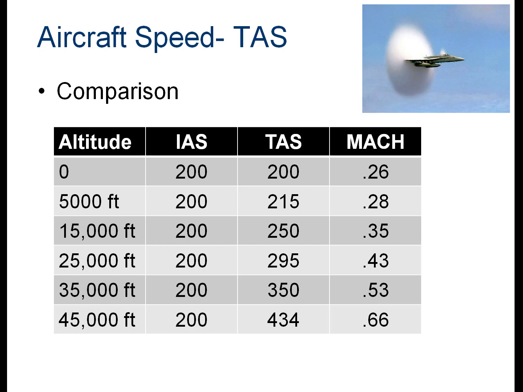And my Mach speed relative to the speed of sound, I'm going 28% of the speed of sound at that point. That keeps going on, and you can see I go all the way to 45,000 feet. I still am reading 200 on my dial, but I'm really going 434 miles an hour, indicated Mach 66% of the speed of sound. So you'll see that these go up as I hold the same indicated airspeed. There's a comparison available between indicated, true, and Mach. We talk about Mach a lot because it is essentially an altitude stabilized true airspeed that's easy to use.